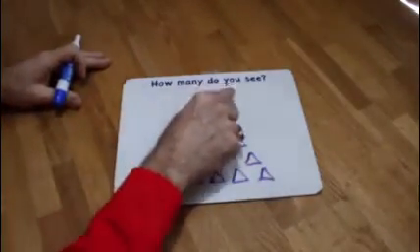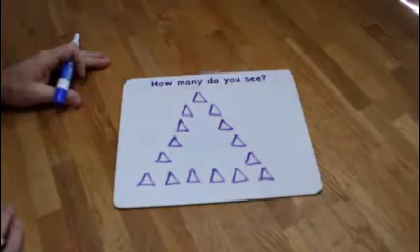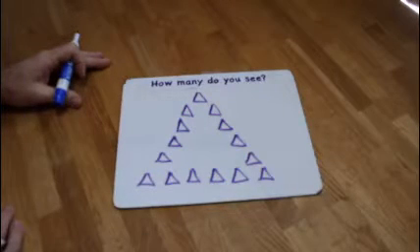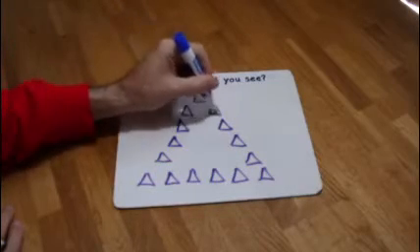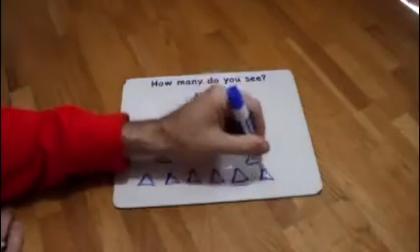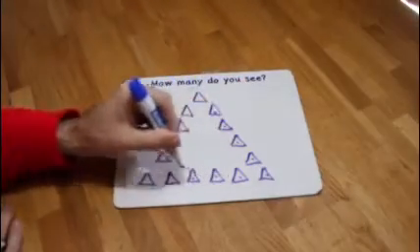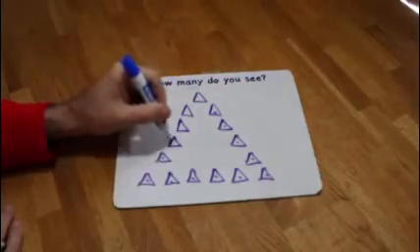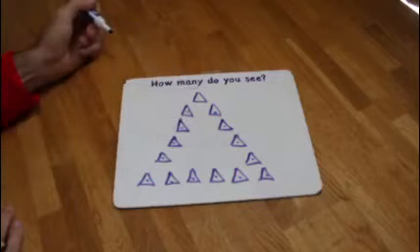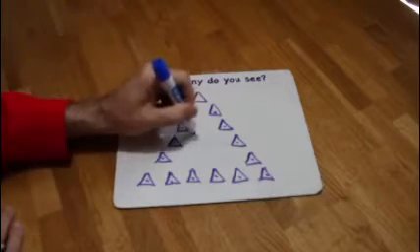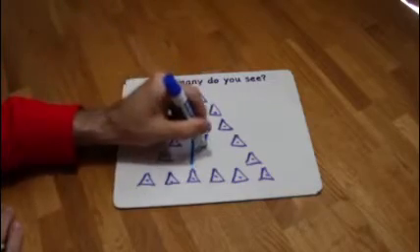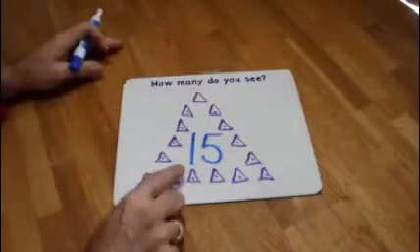How many do you see? Remember, when we count something that's in a shape like this, we can start at a vertex or corner. Let's start here at the top. Here we go. 1, 2, 3, 4, 5, 6, 7, 8, 9, 10, 11, 12, 13, 14, 15. How do we write a 15? A 1 for the 10 and a 5 for the 1s. 15.